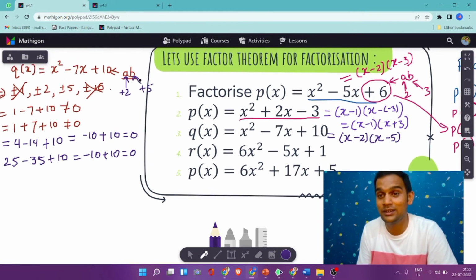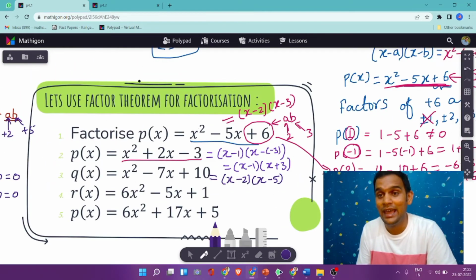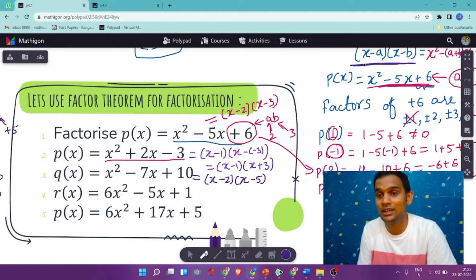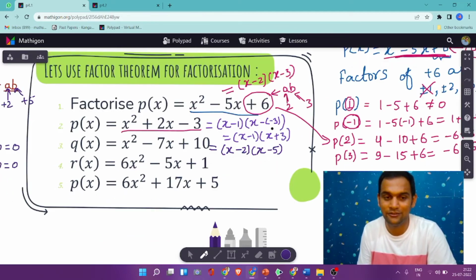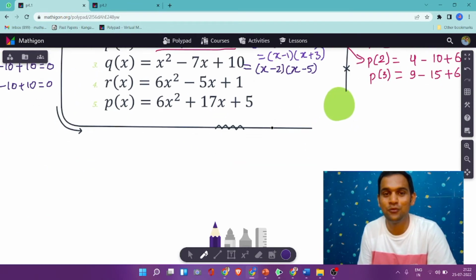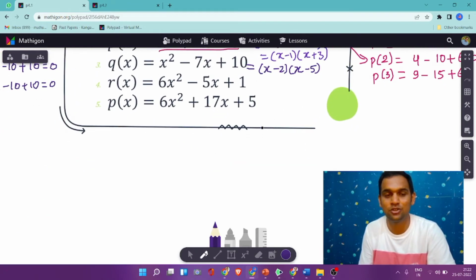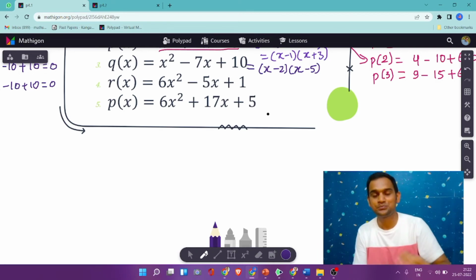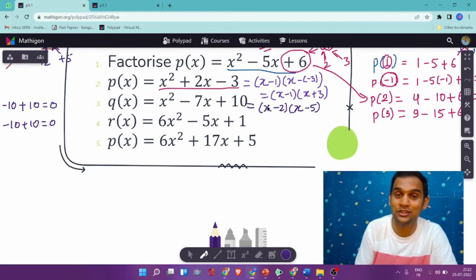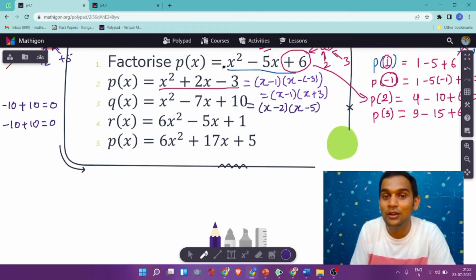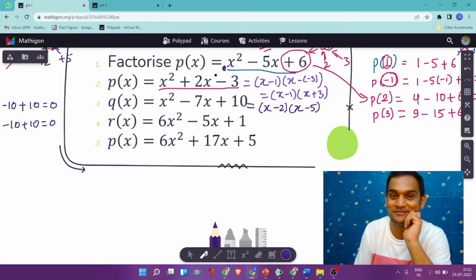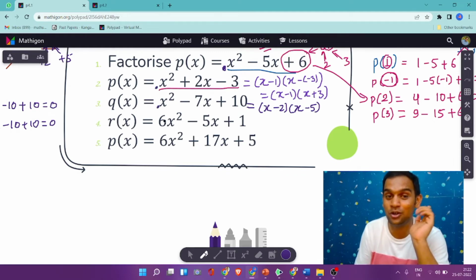Because what did we discuss? The standard form is (x minus a) times (x minus b). So the value of a is 2, the value of b is 5. I hope so far we are very, very much clear. Now, in all the questions we discussed so far, the coefficient of the highest power was always 1. But we have not discussed so far what to do if the coefficient is not 1.